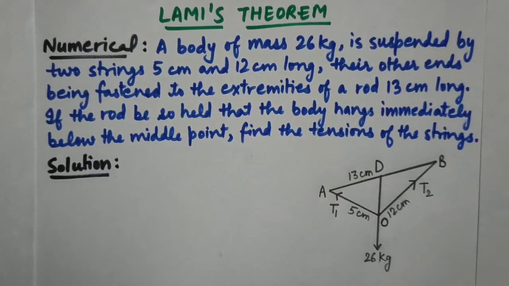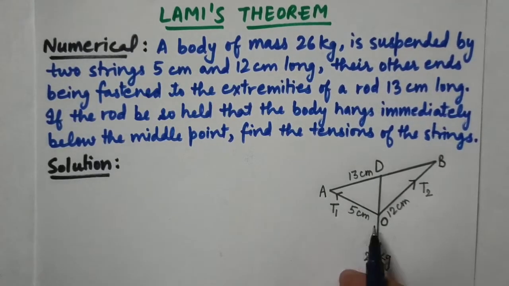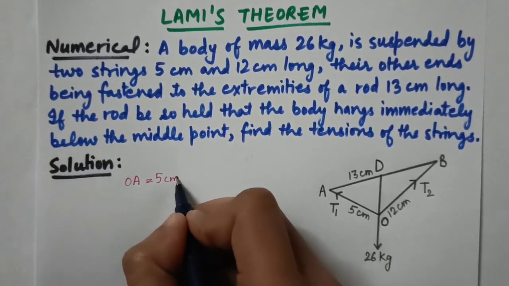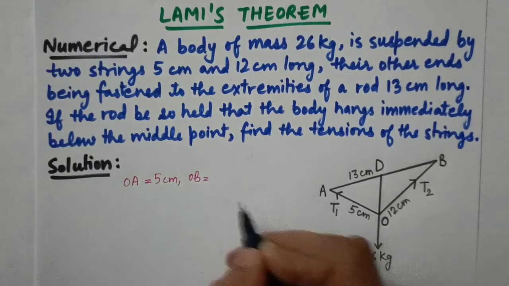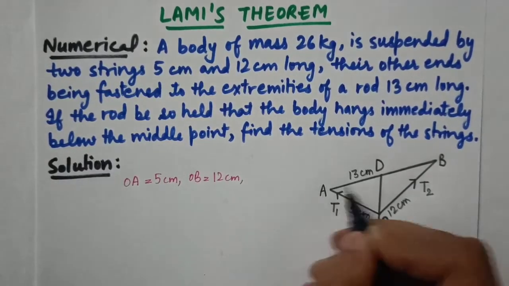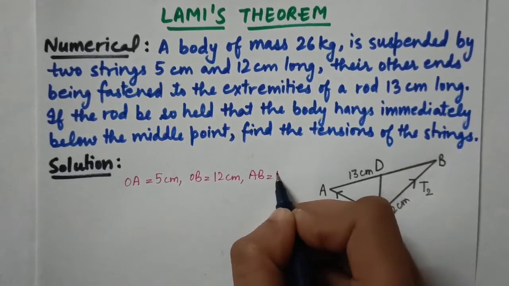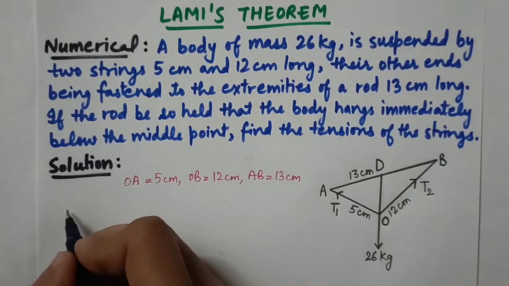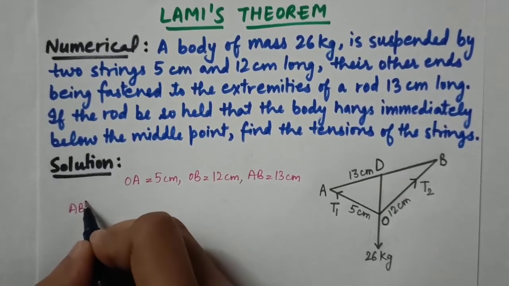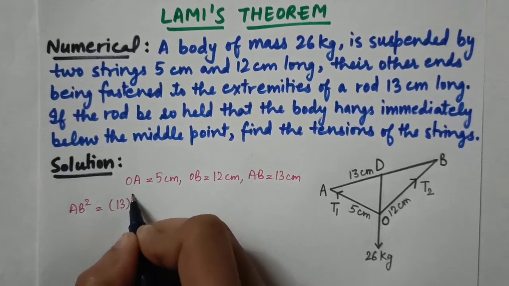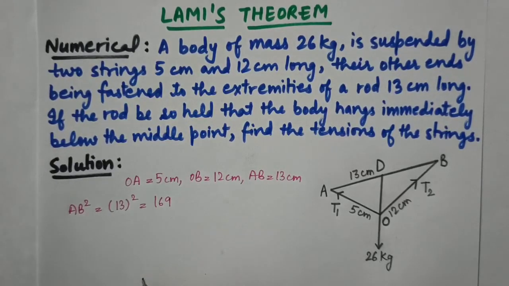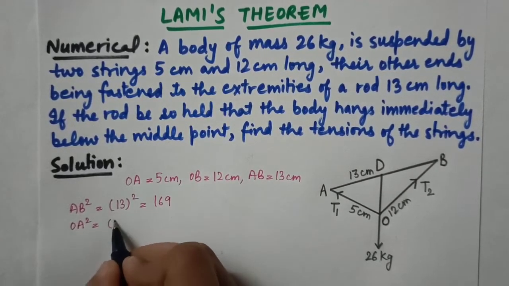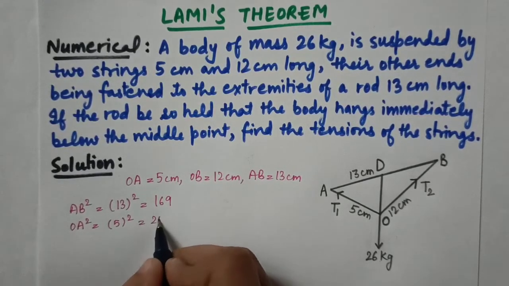So now you can clearly see that OA is equal to 5 centimeter, OB is equal to 12 centimeter, and AB is equal to 13 centimeter. So if we do the square of AB, then it would be 13 square, and this would be equal to 169. And if we do the square of OA, then it would be 5 square, and that is equal to 25.